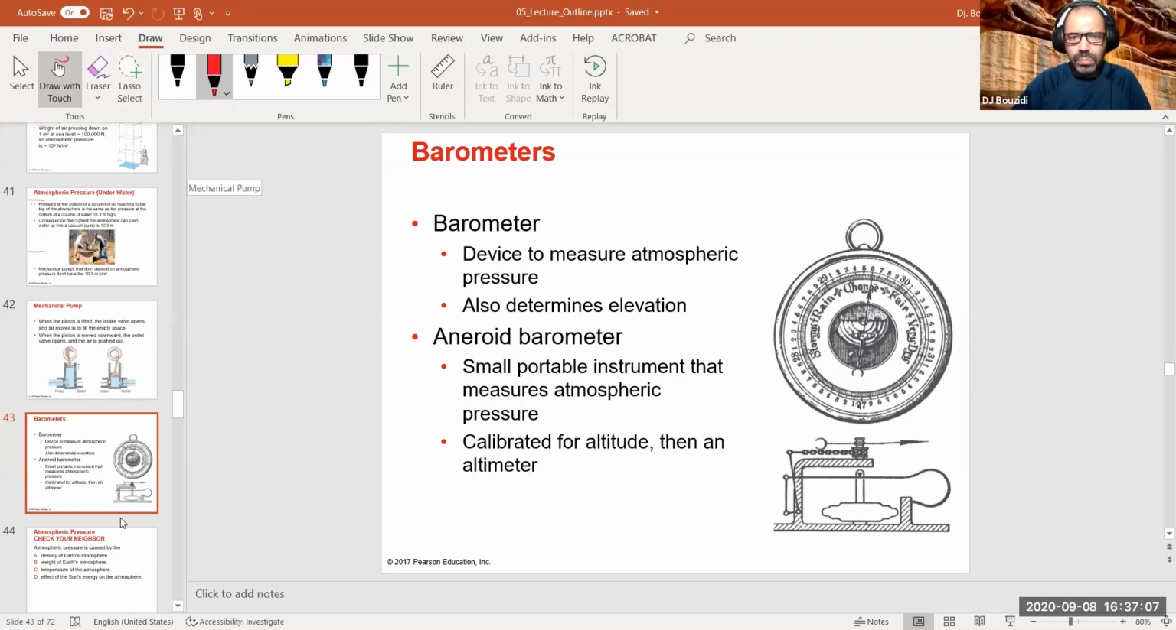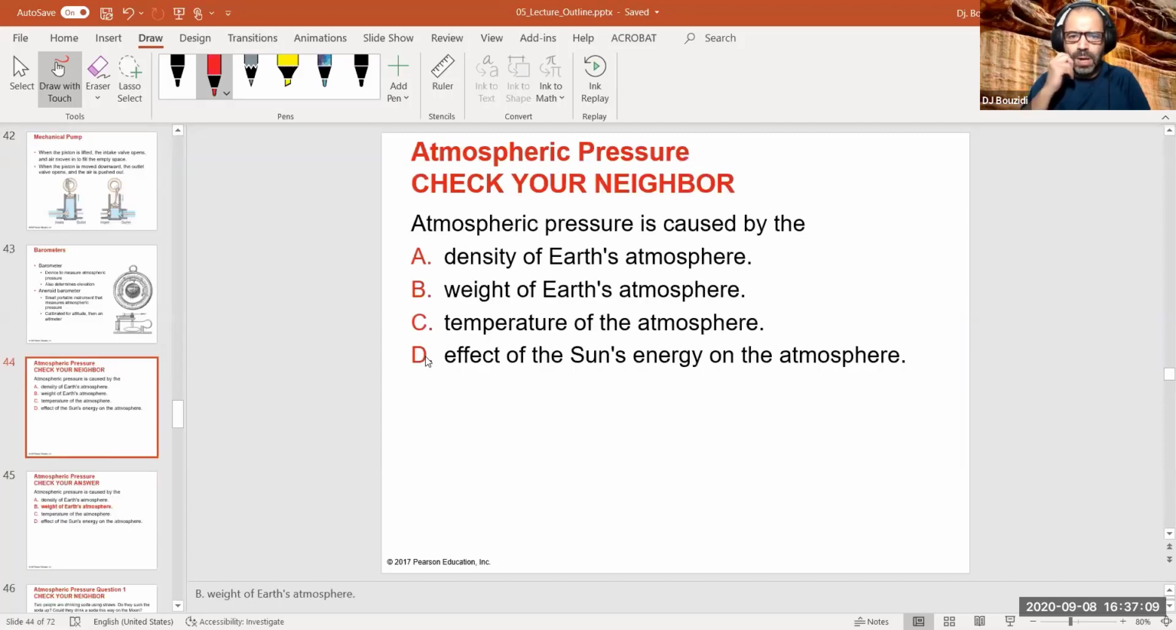Okay. Question: atmospheric pressure is caused by why? The density of Earth's atmosphere, no. The weight of the Earth's atmosphere, yes. The temperature, no. Yeah, the weight of the atmosphere above you. That's how much it is, the weight divided by the area. So that's what atmospheric pressure is.